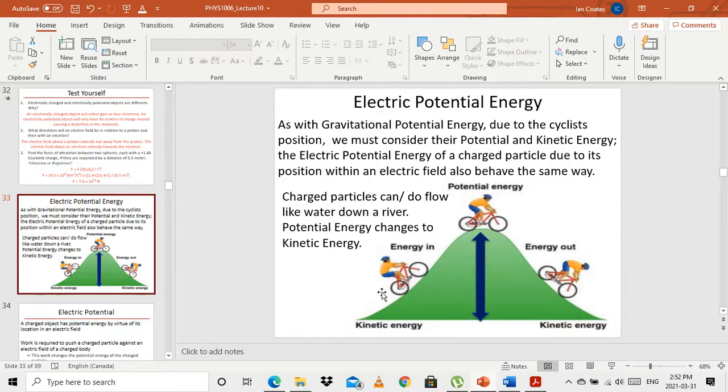And you'll see here that a charged particle can and does flow down like water down a river. And it flows up and down here. Potential energy changes to kinetic energy. So you see here we've got kinetic energy. We're moving, all right, and then it's going to get to a maximum here, and basically we're at the highest that we can go. All right, we have maximum potential energy, stored energy, basically zero kinetic energy, and then it starts to roll again, and then the potential energy changes to kinetic, and then it rolls down the hill.